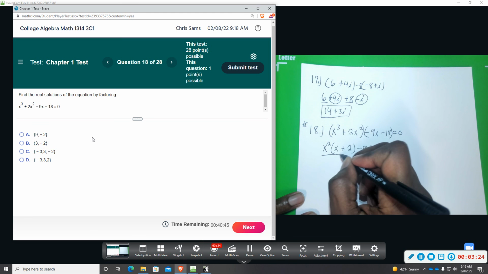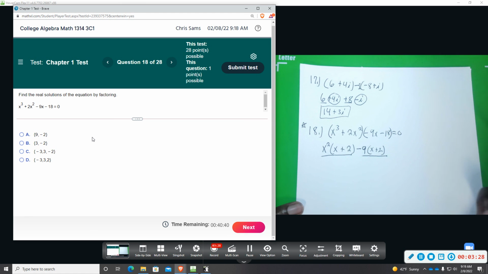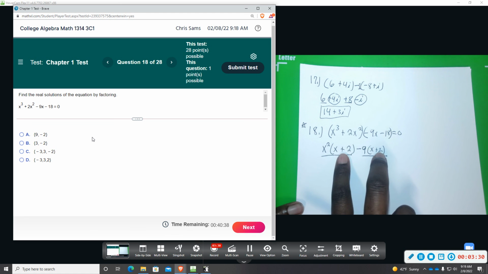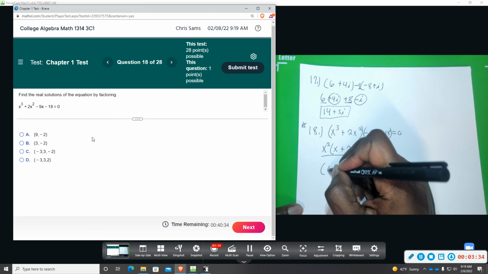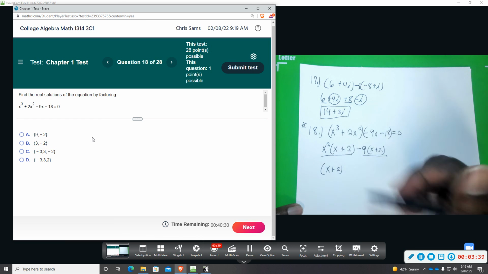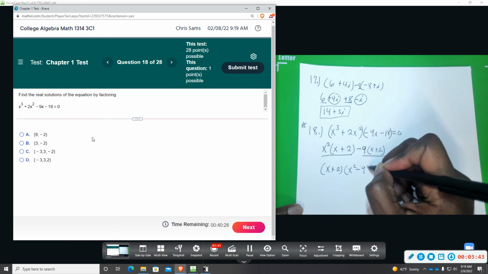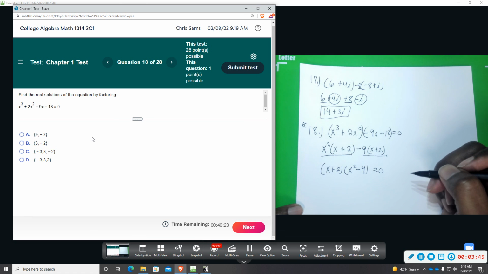So now we're looking at this term and this term. What do they have in common? The x plus 2. So we're going to factor out x plus 2 now. x plus 2. And what's remaining is x squared minus 9.